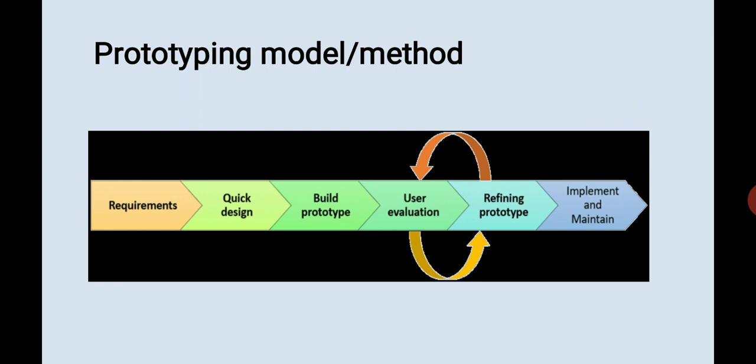Prototyping model or prototyping method. We start with the requirements, quickly design, then we build a prototype, and give it to the user for evaluation. Then we redefine the prototype and give it again for user evaluation. This process continues in a loop until we get a final implemented project to maintain. So we look at these steps one by one.